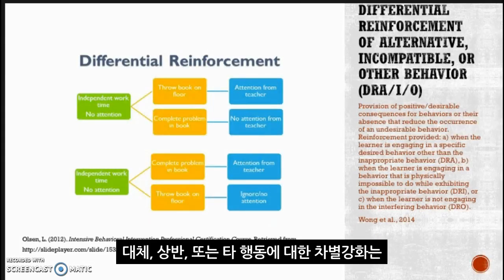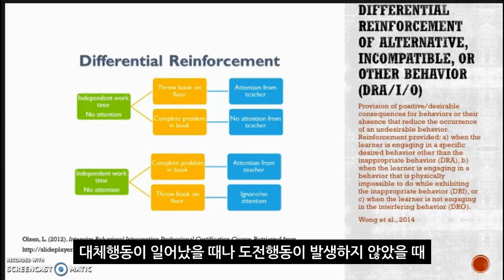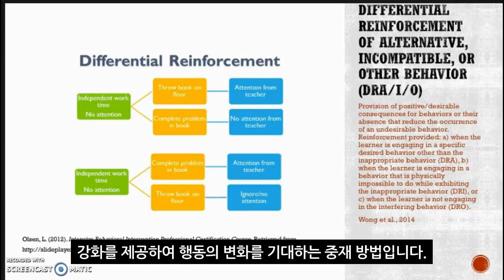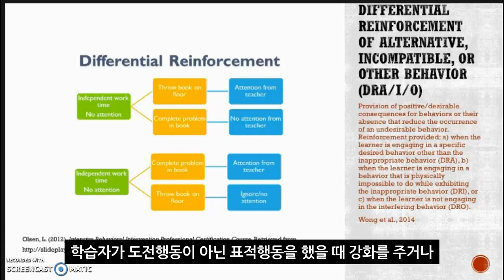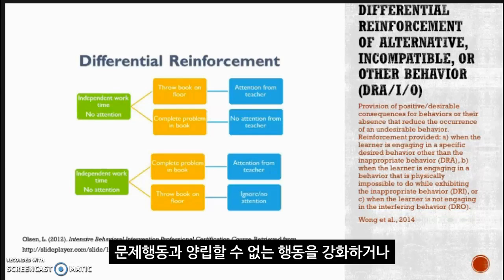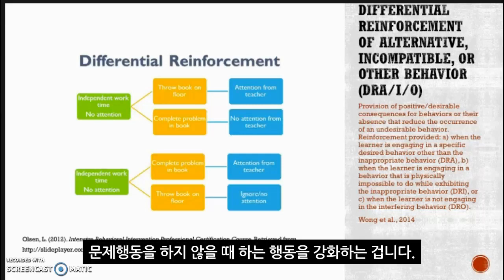Differential reinforcement of alternative, incompatible, or other behaviors. So the provision of positive, desirable consequences for behavior, or their absence, that reduce the occurrence of an undesirable behavior. So your reinforcement is provided when the learner is engaged in a specific behavior other than the inappropriate behavior, or when the learner is engaged in a behavior that's physically impossible to do while exhibiting the inappropriate behavior, or when the learner is not engaging in the interfering behavior.